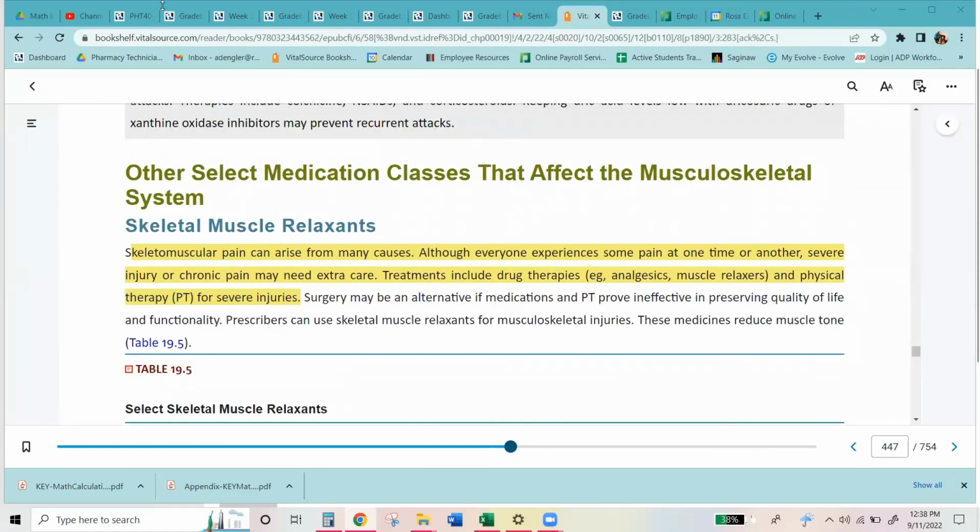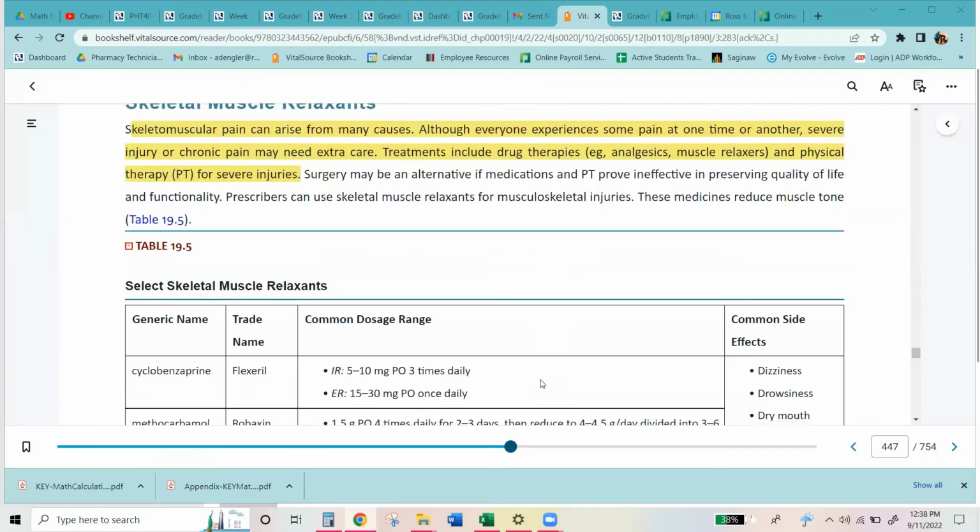Skeletal muscular pain can arise from many causes, although everyone experiences some pain at one time or another. Severe injury or chronic pain may need extra care. Treatments can include drug therapies like analgesics and muscle relaxers, and physical therapy for severe injuries. Surgery may be an alternative if medications and physical therapy prove ineffective.